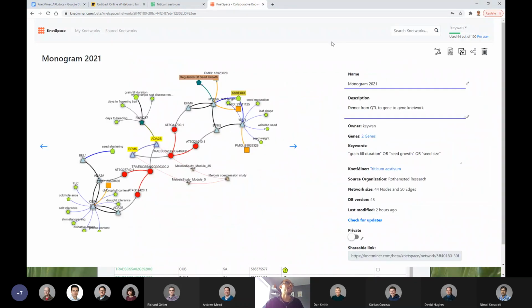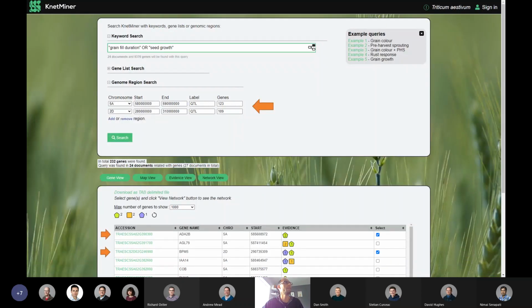So, switch back. I've got too many tabs open here. It should be this one here.